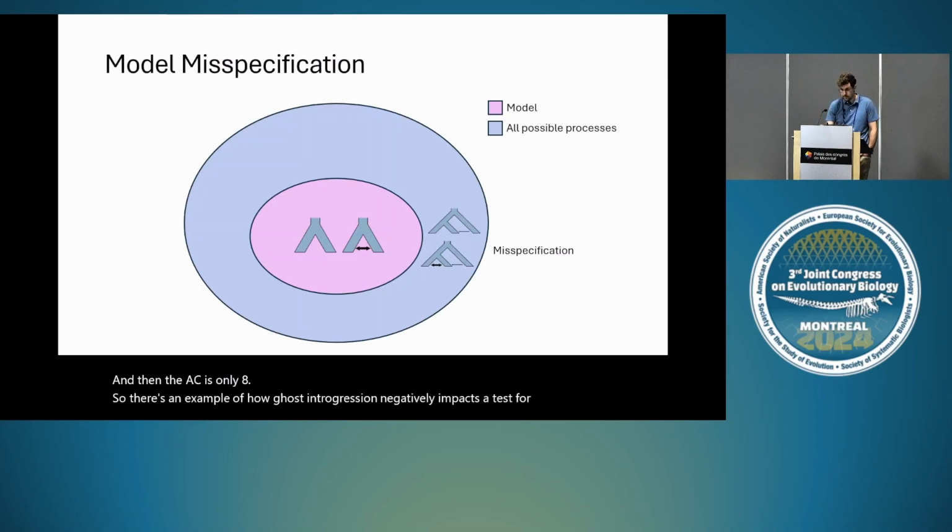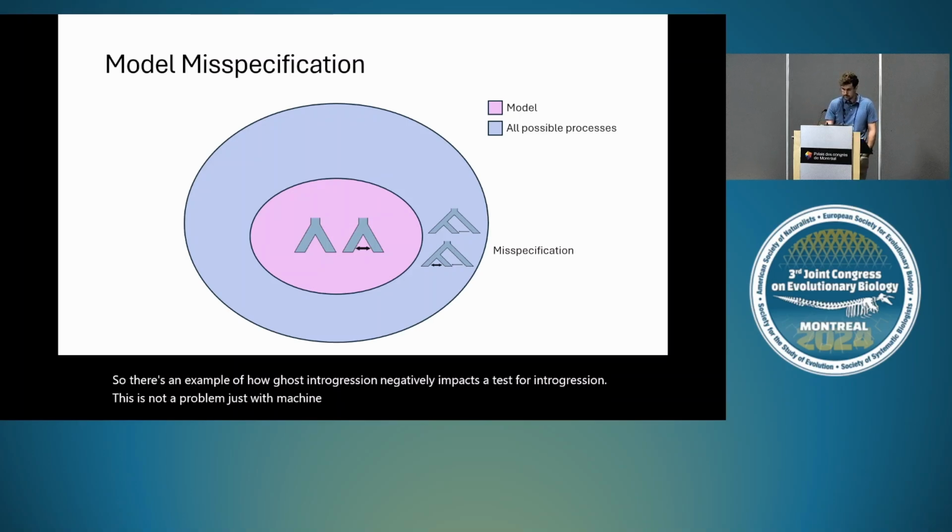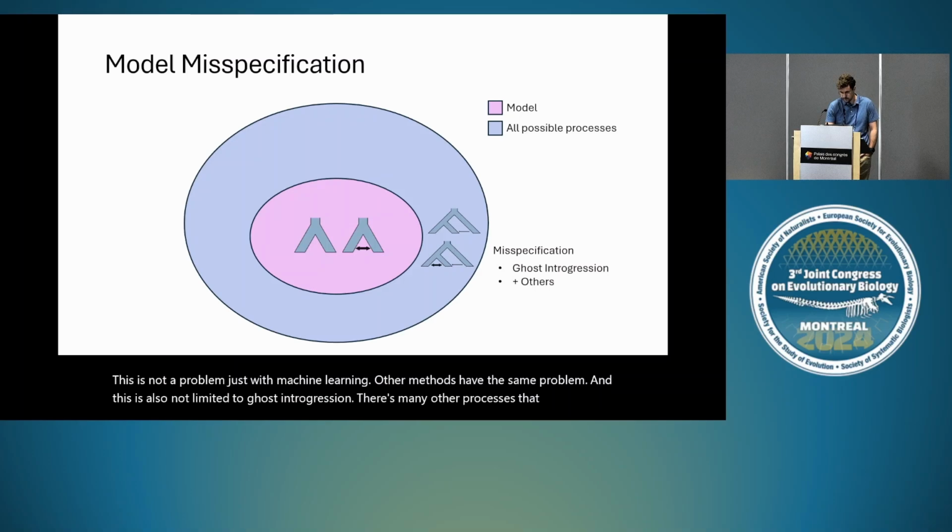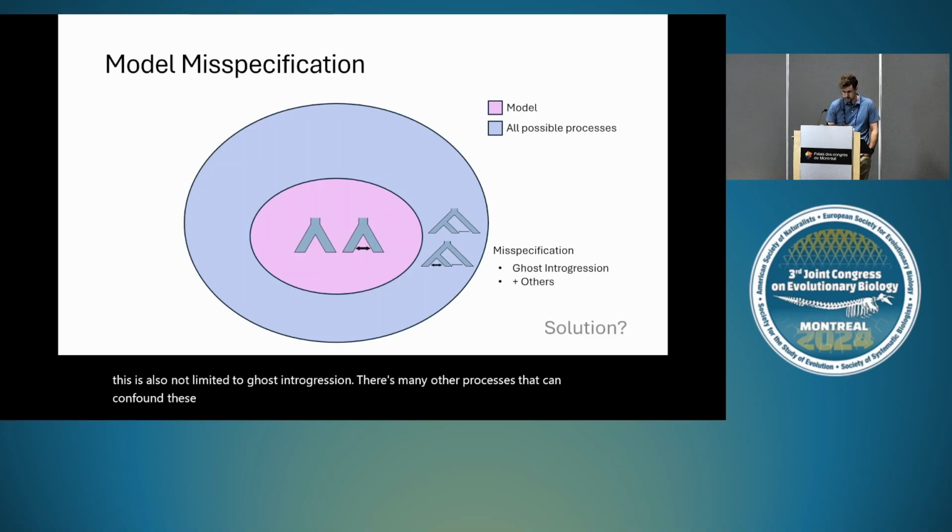This is not a problem just with machine learning. Other methods have the same problem. And this is also not limited to ghost introgression. There's many other processes that can confound these tests. So what can we do about it?